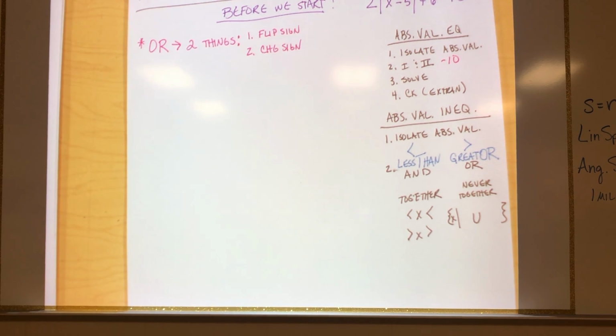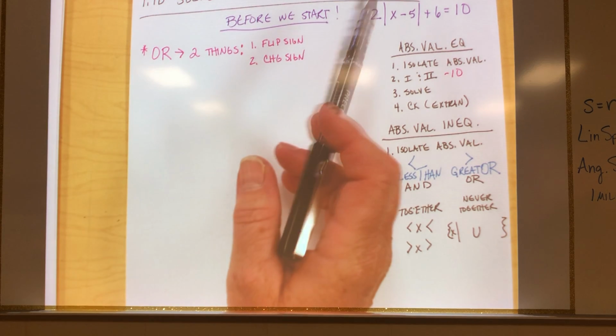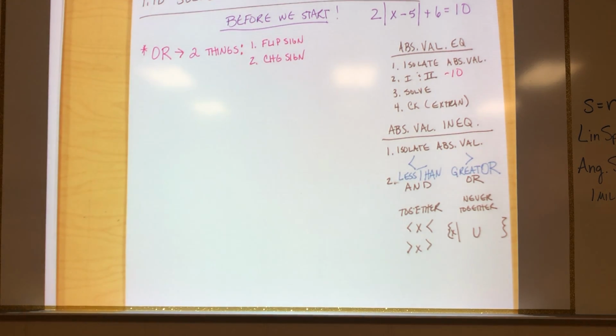So, here we go, let's work. Number 4, this is example 4. I'm still on 1.7. This will be labeled 1.7b, solving absolute value inequalities, on your YouTube.